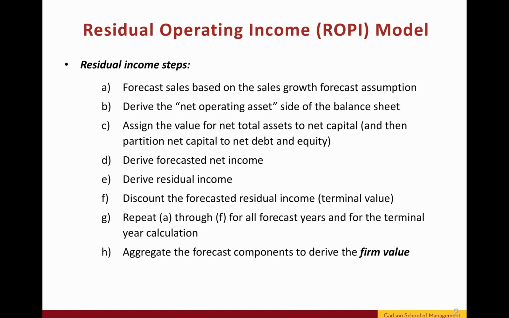So when we're looking at the residual operating profit method, this is going through the steps that I just discussed. We're looking, first of all, same as the DCF, we're forecasting our sales or revenues based on our sales growth assumptions. And what we want to do is figure out, do we have the assets available to sustain that growth going forward? So we want to derive the net operating asset side of the balance sheet, and this is just making sure we have enough assets to grow our company.